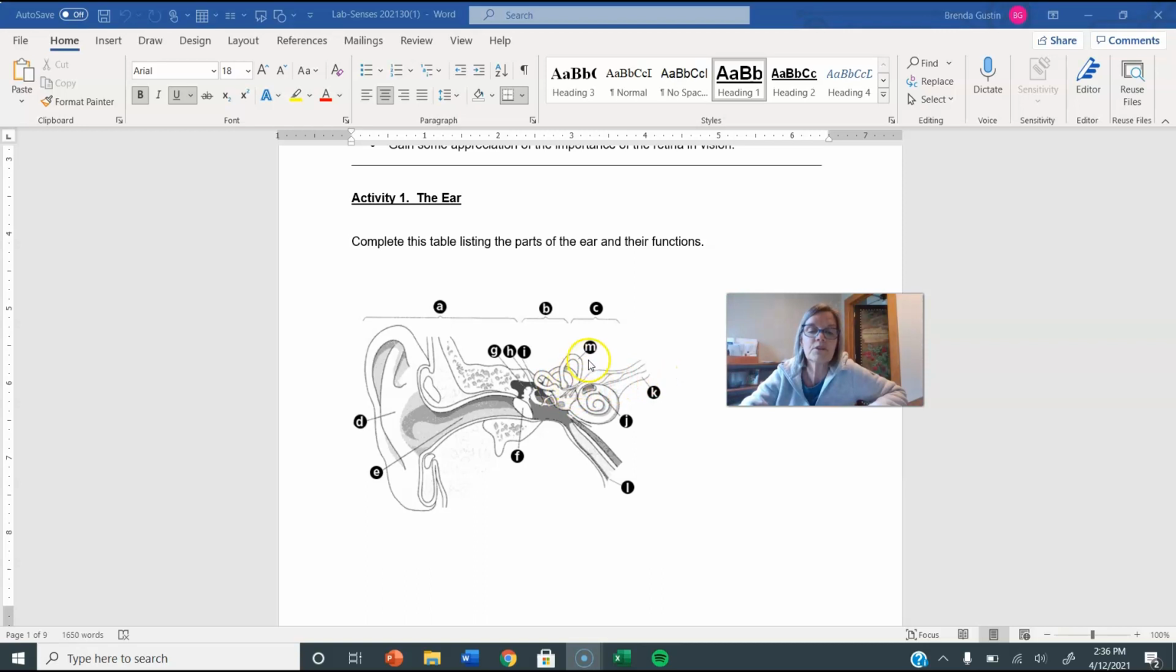Both the vestibule and the semicircular canals in the inner ear also contain receptors for the position of our body, whether we're not moving or we are moving, and they will also send information through triggering hair cells up this same nerve to the brain. Try it. Good luck.